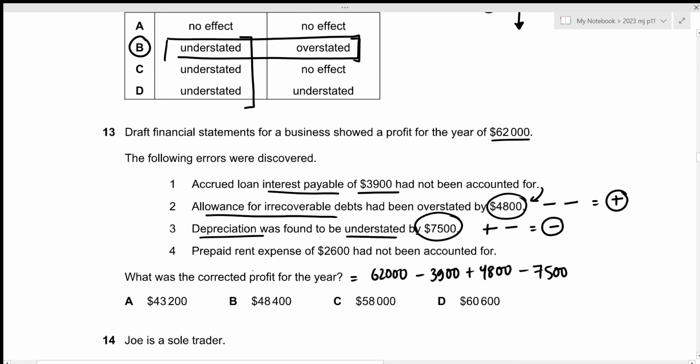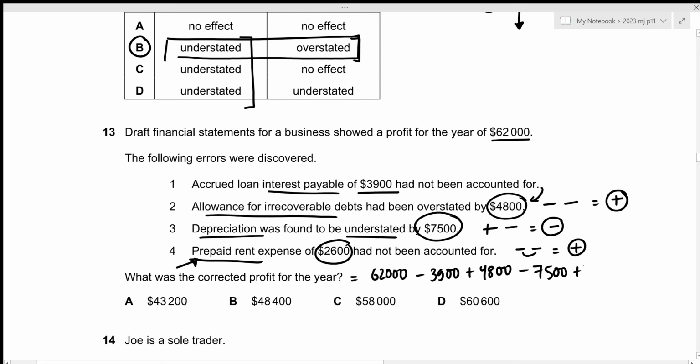Then for the fourth one, prepaid rent expense of 2,600 had not been accounted for. This is a rent expense, which we definitely need to subtract. And we're talking about prepaid rent. Prepaid rent should not be included as part of our rent expense for the year. So we have to exclude this, which is again a subtraction, and a double negative makes a positive. So in order to rectify this error, we just need to add this amount of 2,600.